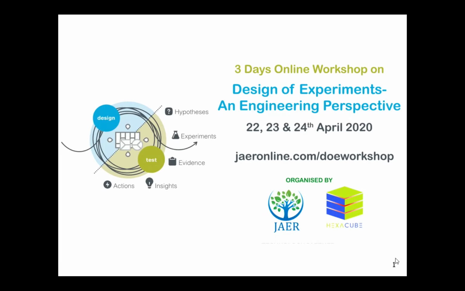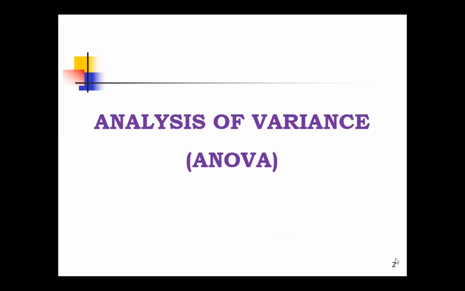So in this session we are going to look into some of the basics of ANOVA. ANOVA is analysis of variance. ANOVA is a statistical tool which is mainly used to determine the variance that exists between two data sets. And also we are going to determine which selected input parameters have a higher influential effect on the output response.